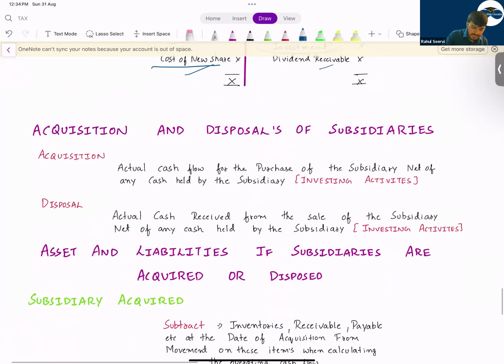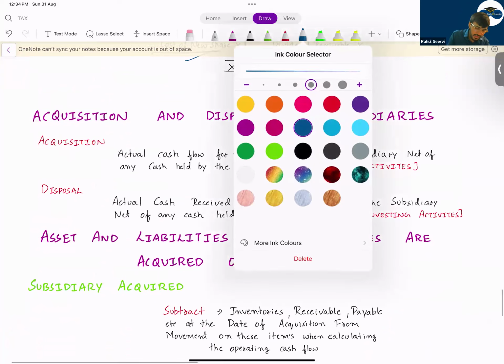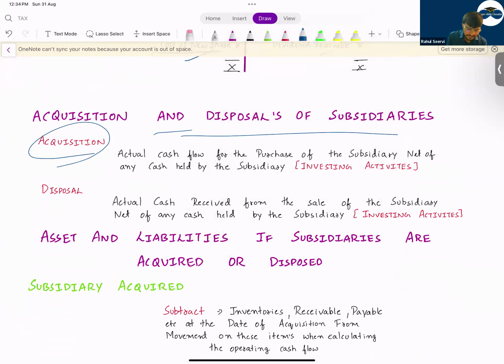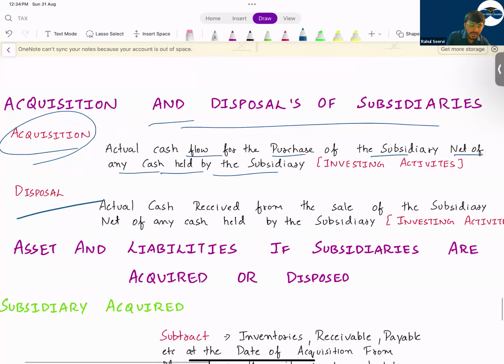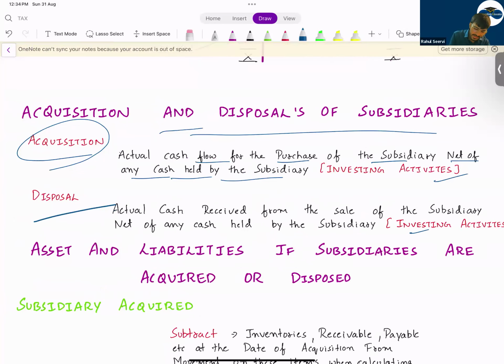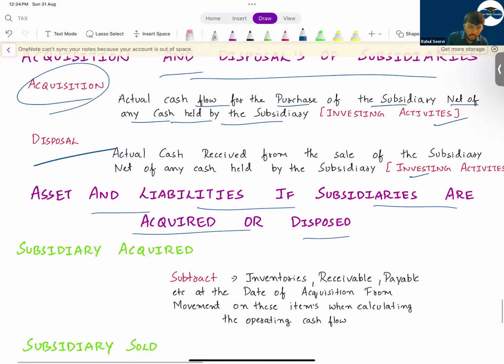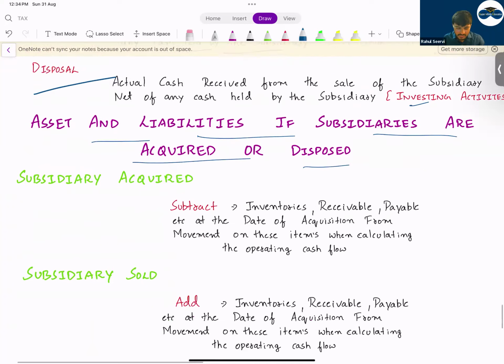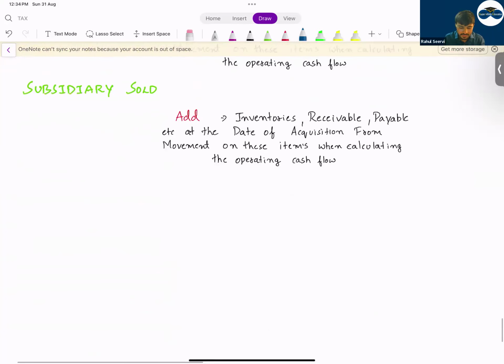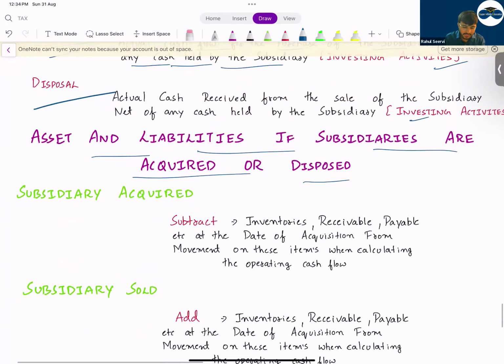Now see here, acquisition and disposal of subsidiary. When you acquire any company and when you dispose of a company, what do we do? Actual cash flow for the purchase of the subsidiary, net of any cash held by the subsidiary. I mentioned 1000 minus this, for example, investing category, investing activity. Now, assets and liabilities in subsidiaries are acquired or disposed. In that case, what should you do? Now understand here.